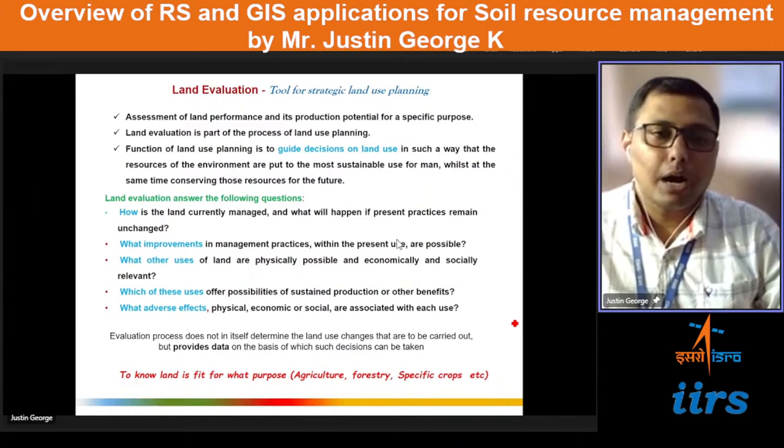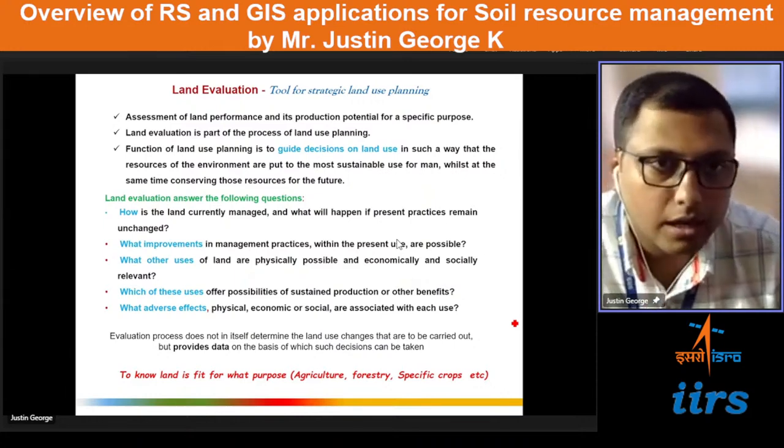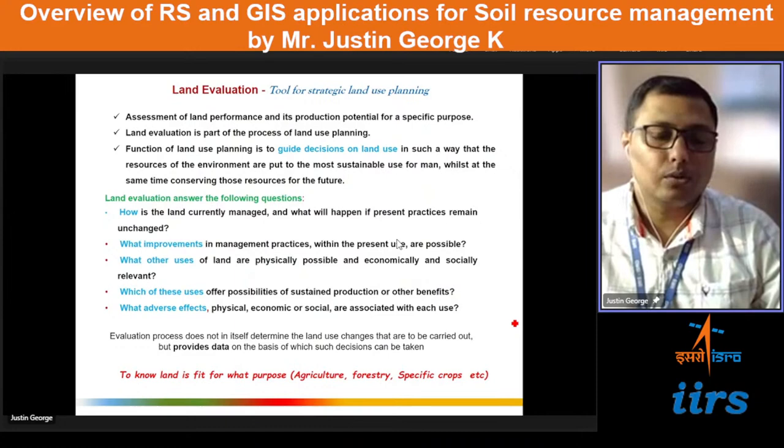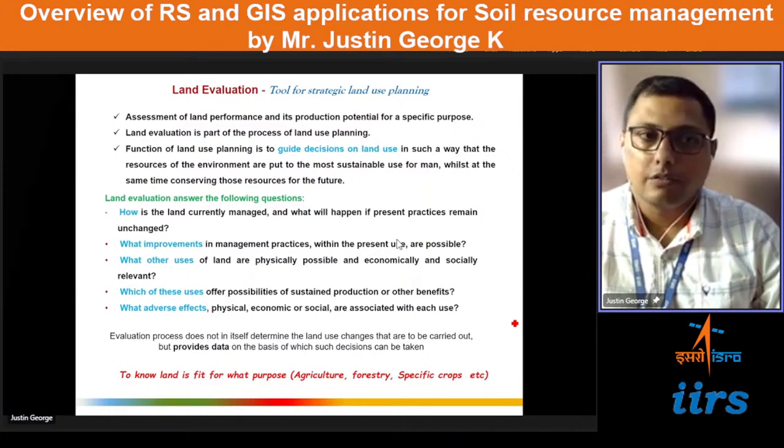It is basically a part of the process which is known as land use planning. So once we have data regarding the characteristics of the land as well as its production potential, we can allocate the land parcels into different uses. That is known as land use planning. So the function of land use planning is to guide the decisions on land use in such a way that the various resources of the environment are put to the most sustainable use for us, while at the same time conserving those resources for the coming generations or the future.